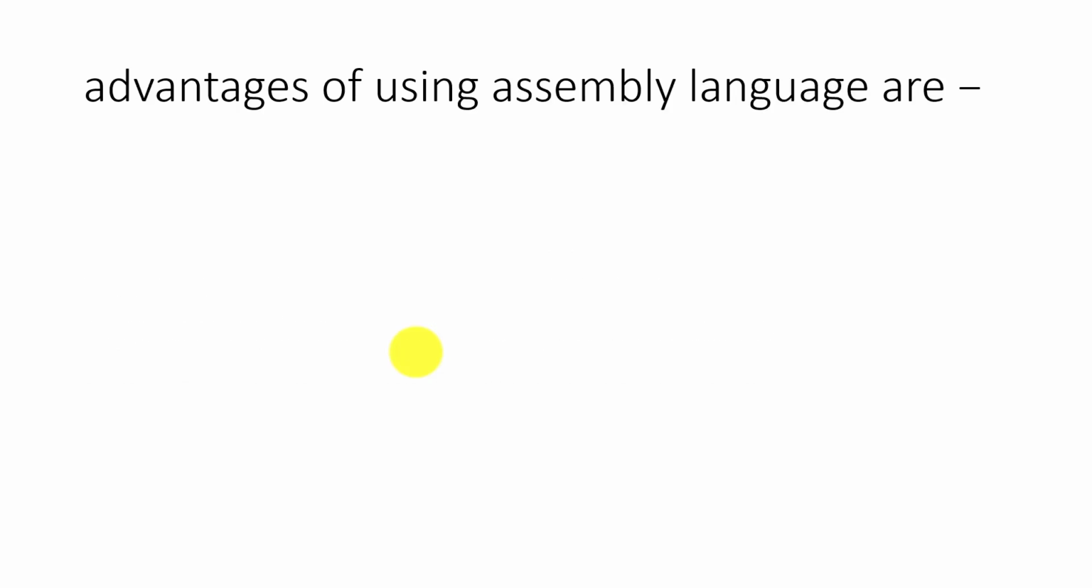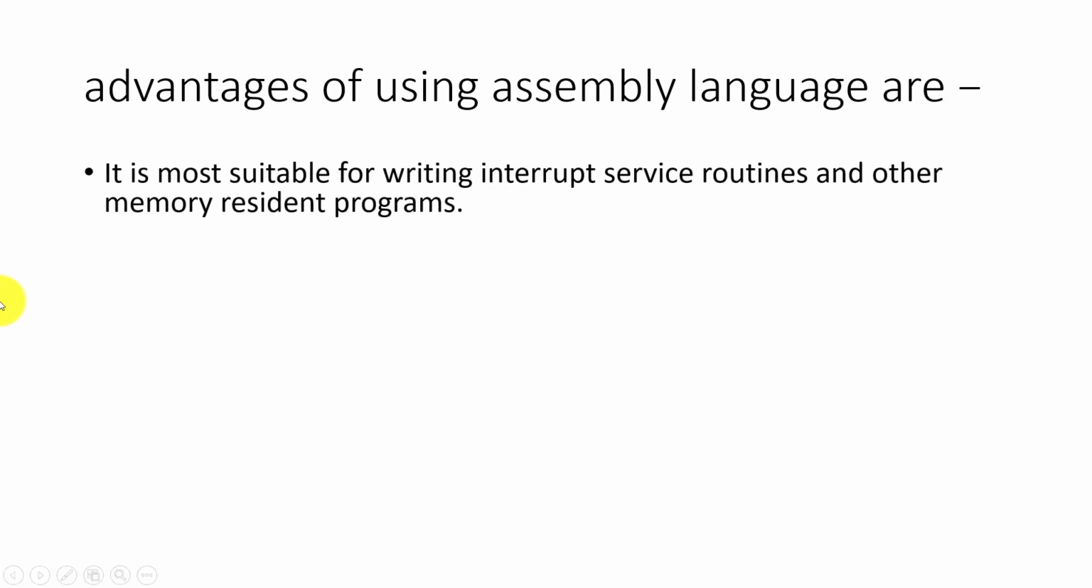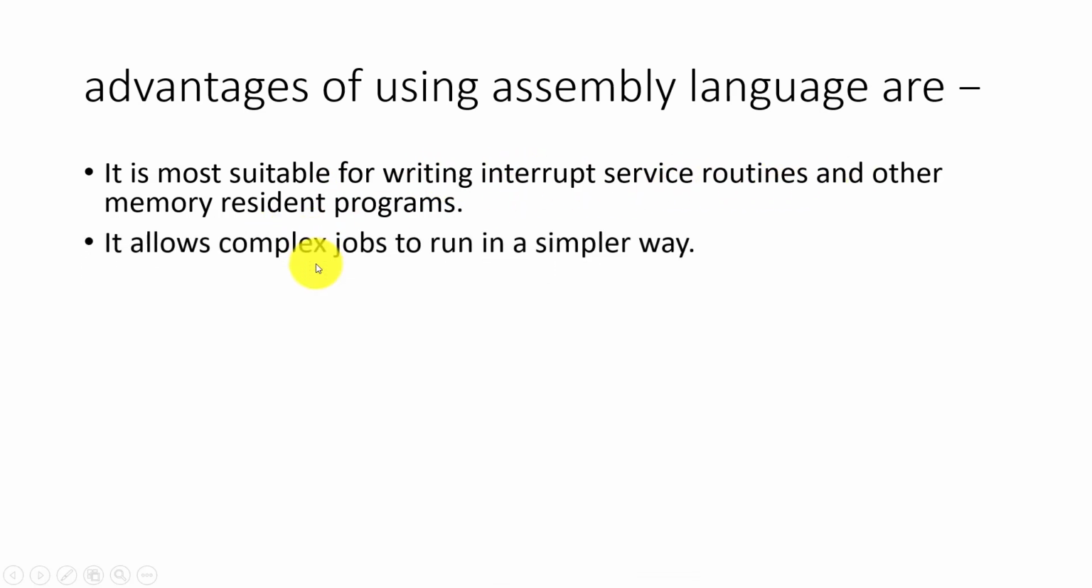Now let's understand the advantages of assembly language. Assembly language is suitable for writing interrupt service routines rather than machine code, because writing all the instructions or programs in machine code is very difficult, as it is in 0 and 1 form. So it's very suitable for writing interrupt service routines and other memory programs. It allows complex jobs to run with simpler words, because here we are using English words and symbolic code, and we can remember it very easily.